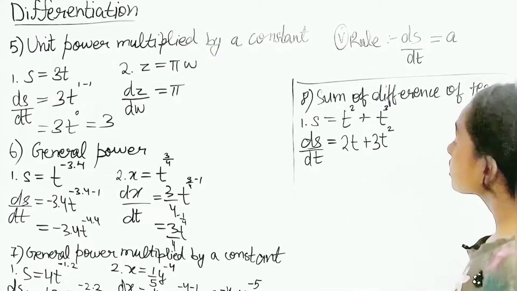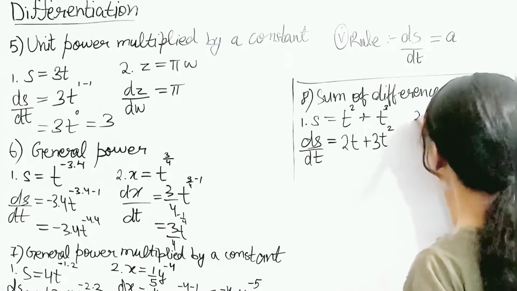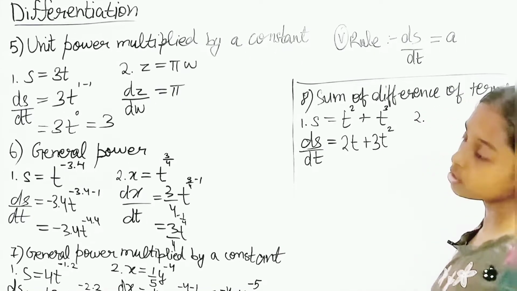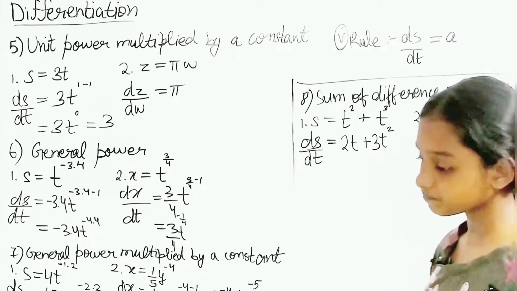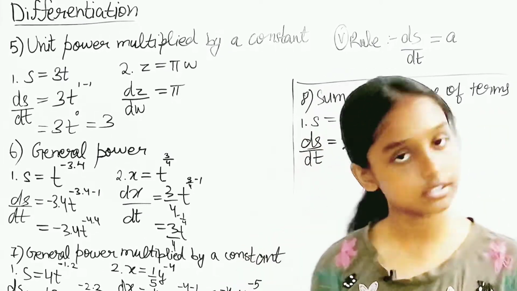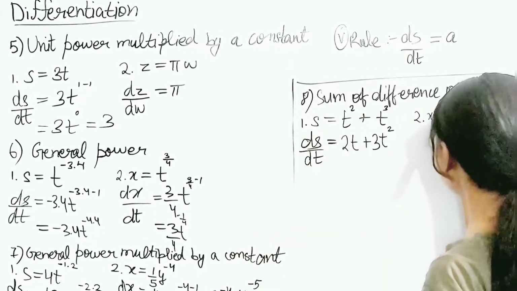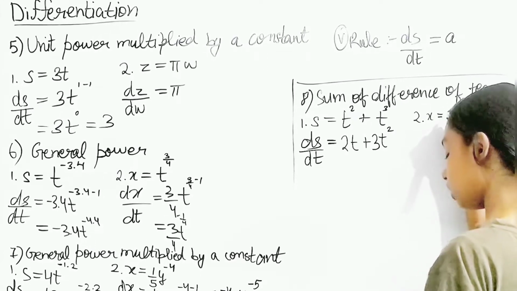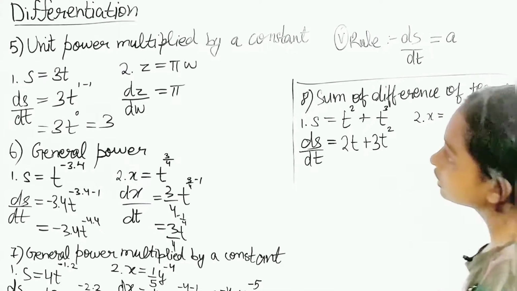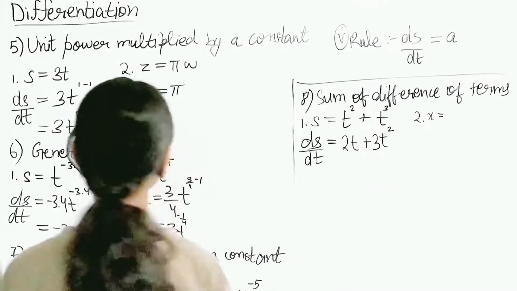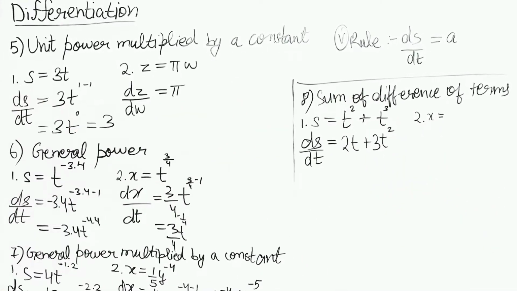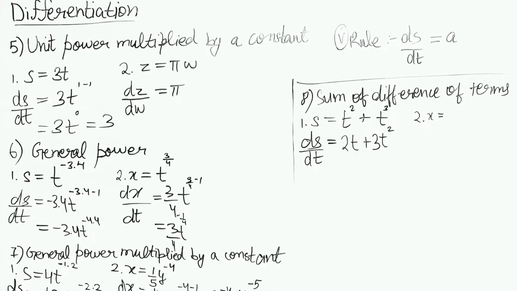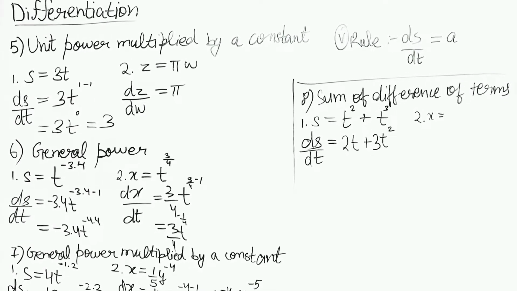Of course. Now let's take one more. This time it's going to be a subtraction one. Let's take the x, okay, x is equal to, okay. Should we add a constant in it? If we want to, or not? Okay, let's take a different one. A little different one.